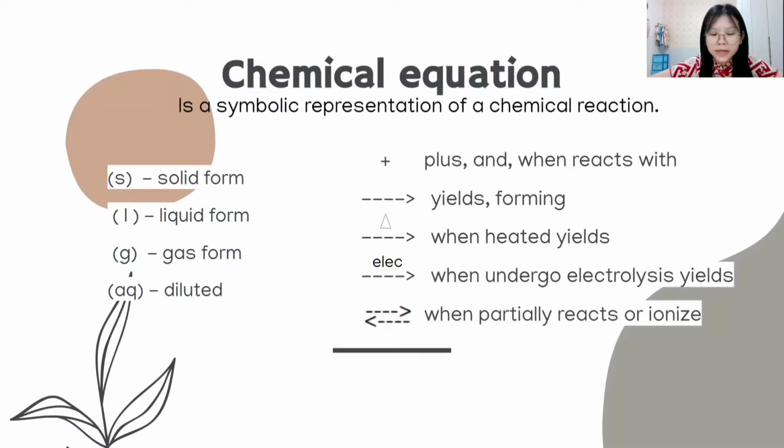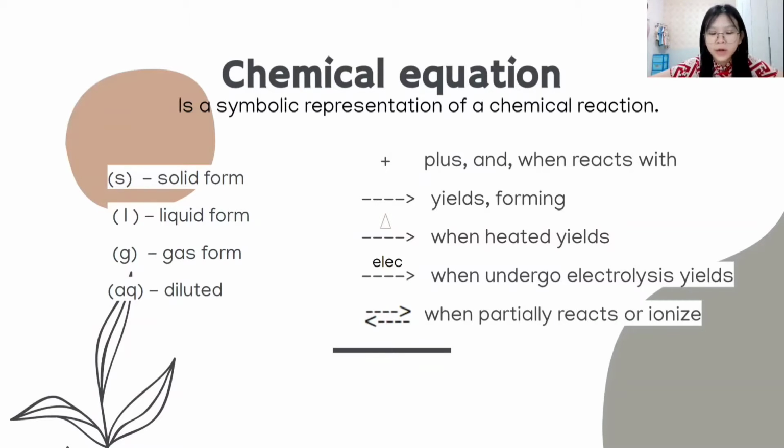Next, there are some of the signs and how to read them. S, solid form. L, liquid form. G, gas form. AQ, diluted form. Plus means plus and reacts with. Arrow means yields or forming.